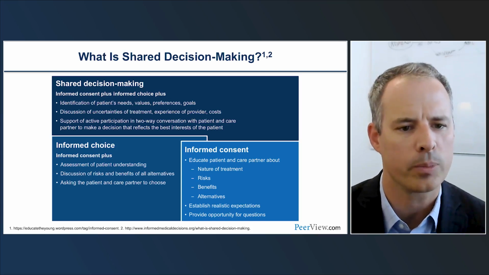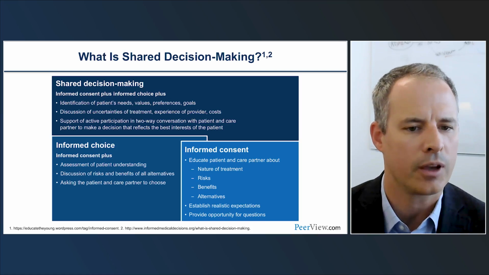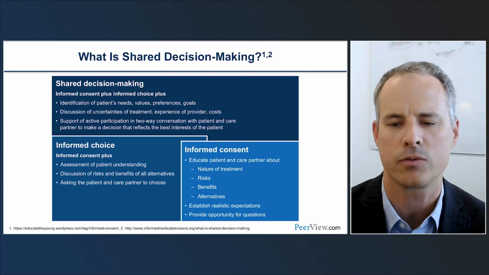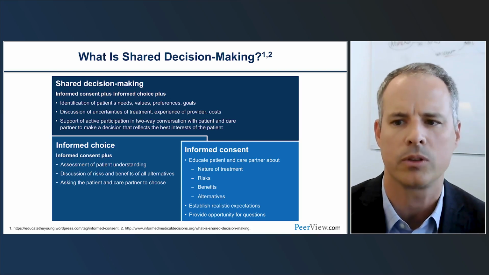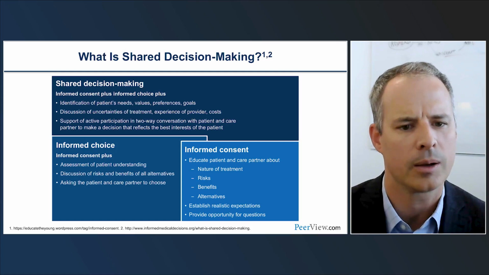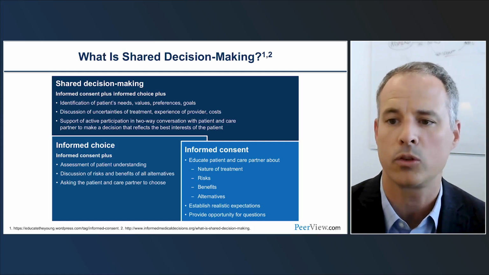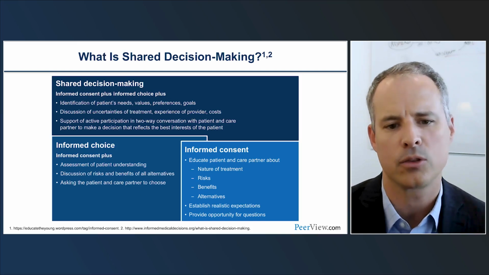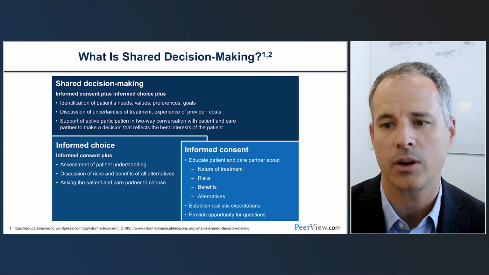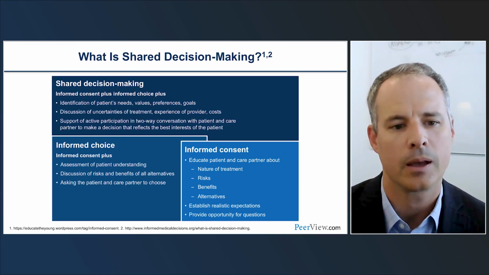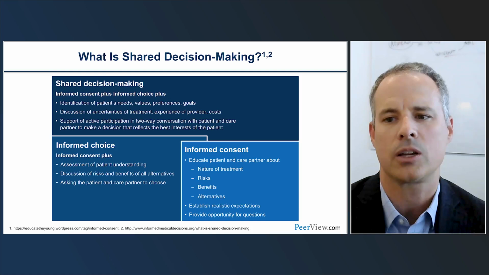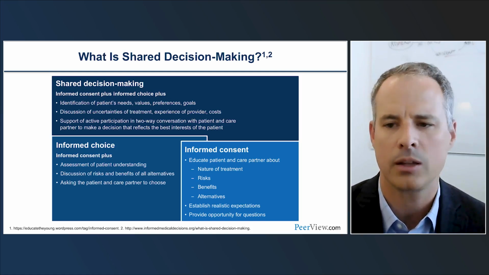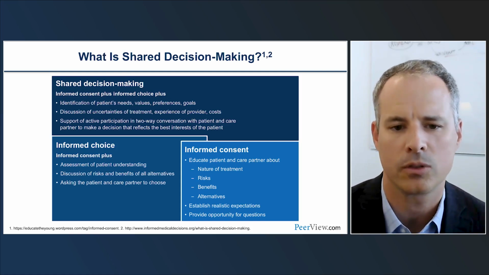Shared decision-making incorporates even more, in which we need to identify the patient's needs, values, preferences, and goals. What is their goal of care? What do they envision for themselves? I think this is really important when discussing anti-amyloid therapies. Discuss the uncertainties of treatment. What do we know? What do we not know? How much experience does one have? And then the realities of the treatment, the cost, the inconvenience, other aspects that are going to impact their life. And it's essentially a two-way discussion between you and the family member and the patient to understand what decision reflects the best interests of the patient.